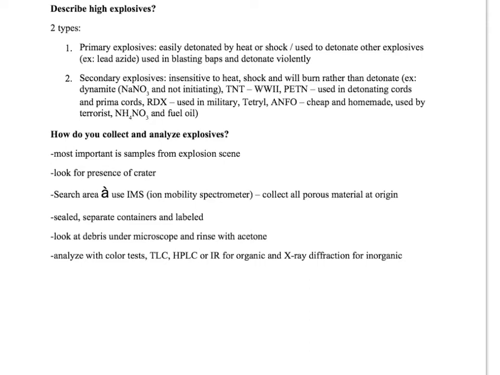Several examples are dynamite. Remember, back from Alfred Nobel, he used that. Sodium nitrate, and it's non-initiating. TNT was used in World War II. Pentaerythritol tetranitrate (PETN) is used in detonating cords and primacords. ANFO is cheap and homemade. As a secondary explosive, it's a high explosive, so the speed is very rapid. It's used by terrorists, and the reason it's called ANFO is because it's made up of ammonium nitrate fuel oil. ANFO.